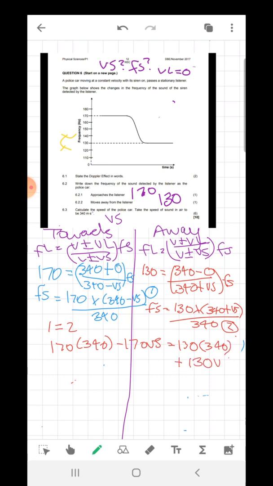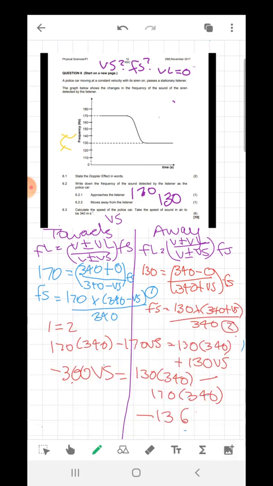plus 130 Vs. Now I'm going to take the 130 Vs to the left-hand side. So 170 minus 130 is minus 300, so I have minus 300 Vs. And I'm going to take the 170 times 340 to the right-hand side. So I have 130 times 340 minus 170 times 340, which I'm going to calculate. 130 times 340 minus 170 times 340 gives me minus 13,600. And that is equal to minus 300 Vs.